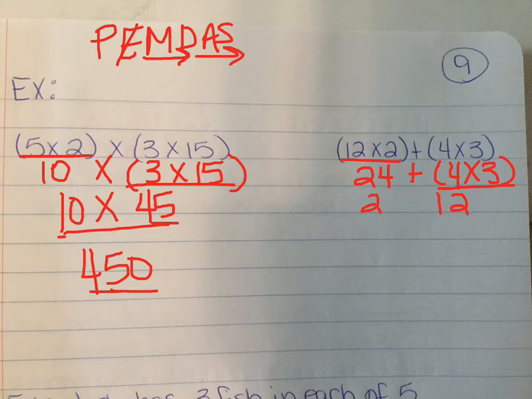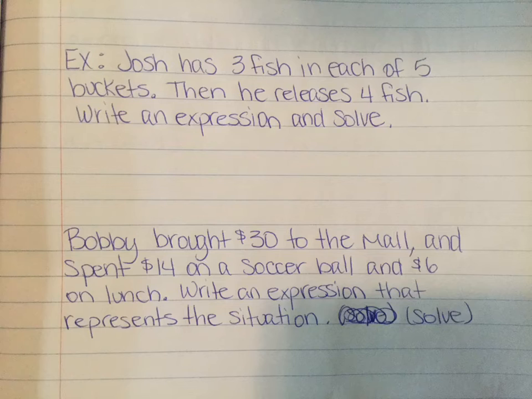Bring down the 24 and the plus sign. Remember, notice how I'm bringing them down in the same spot. I'm not moving them around. I'm not changing the order of anything. Everything's coming down in the same spot. So now, all I have left is to add 24 plus 12, which is 36. Okay? So that's how we solve numerical expressions.